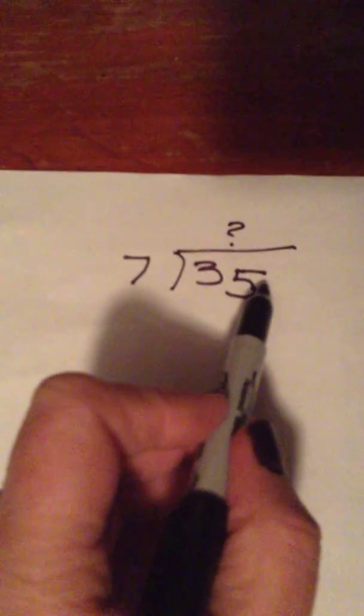All right, so let's take a peek at this. I have 35 divided by 7. That's my problem, and I'm looking for my quotient. So what I'm going to do is take 35 and divide that up into tens and ones because it's two digits.